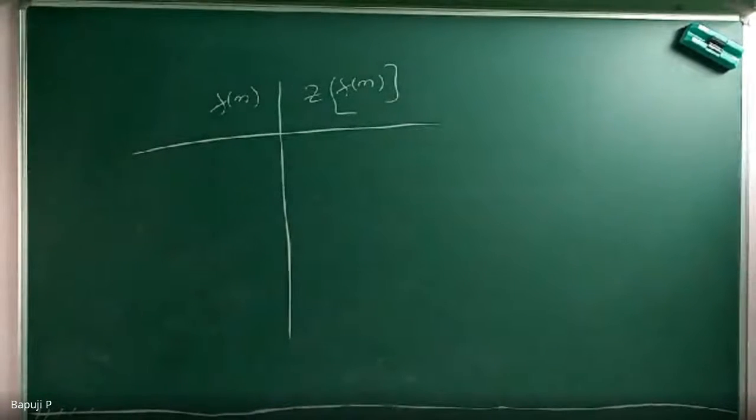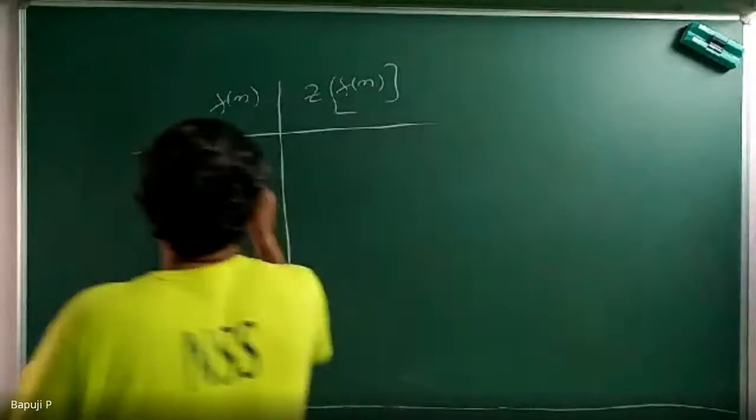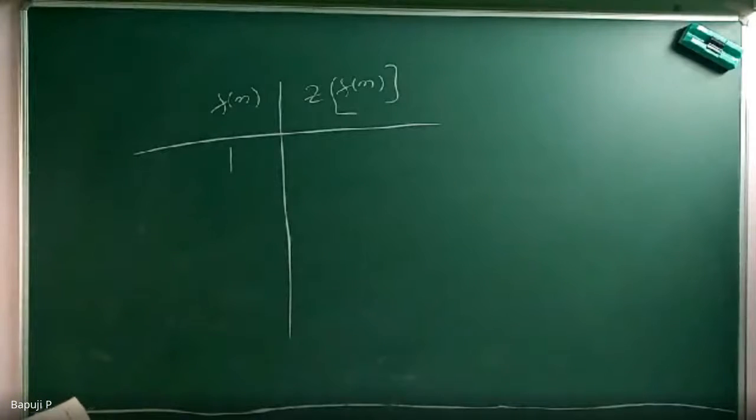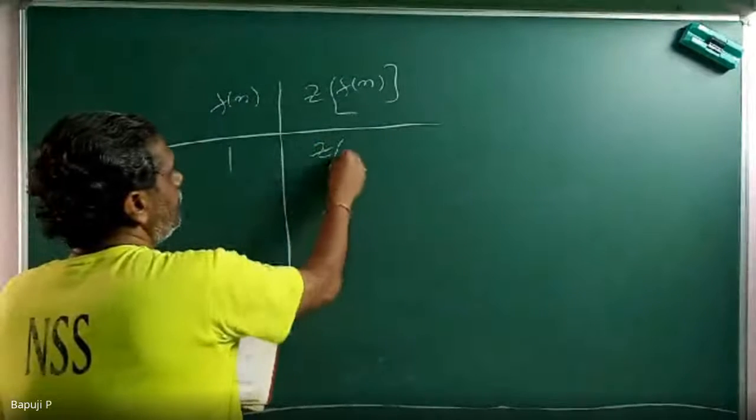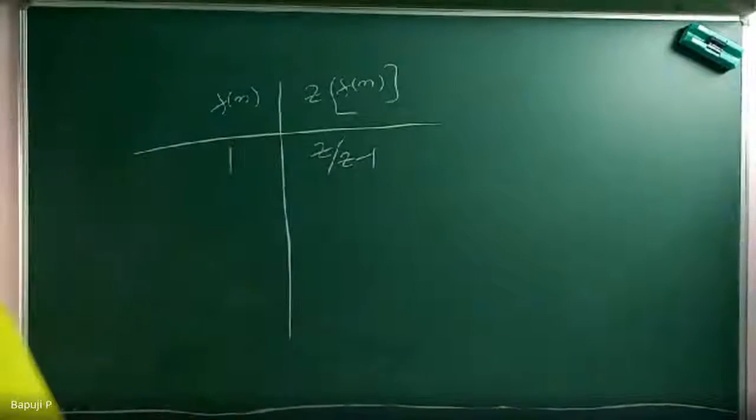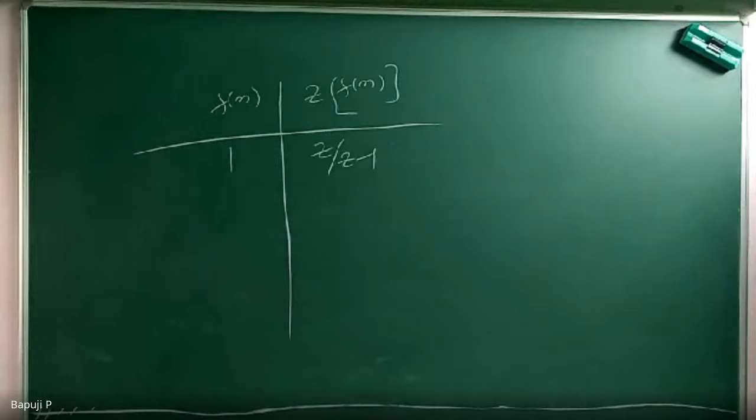Take one. So Z of 1 is equal to what we get? Z by z minus 1. All these I proved, don't worry, just copy down. It's very, very important.